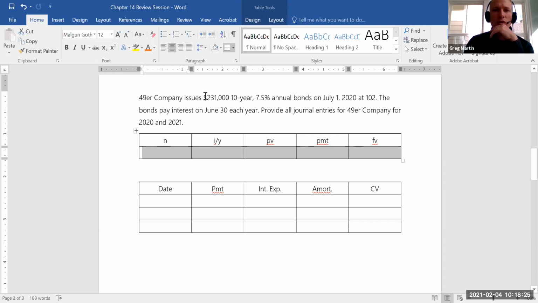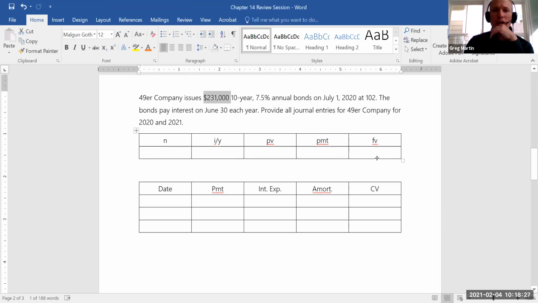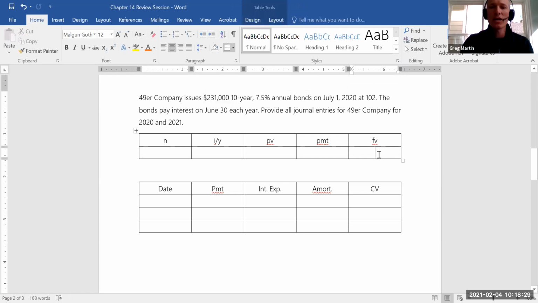First thing, whenever you see the $231,000, that tells you that is the par value. That is the amount that the company, 49er Company, is obligated to pay at maturity. And so that's why it's negative 231,000.